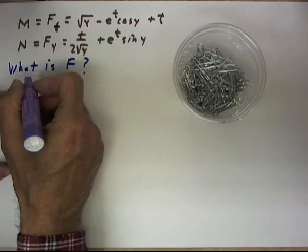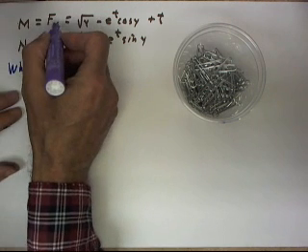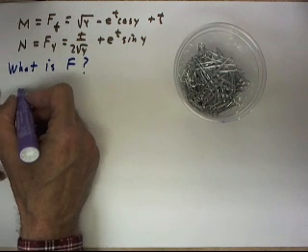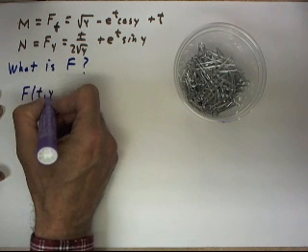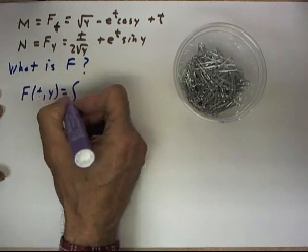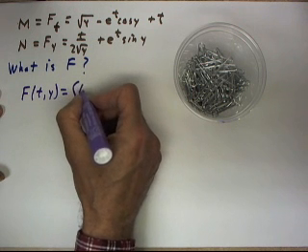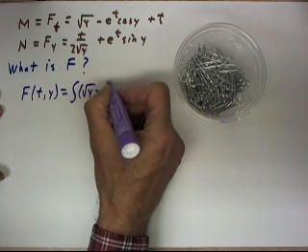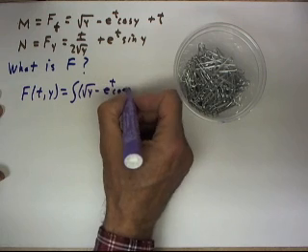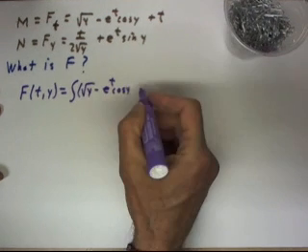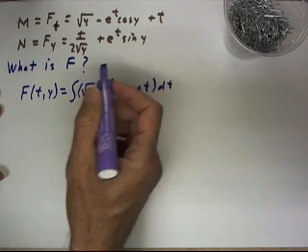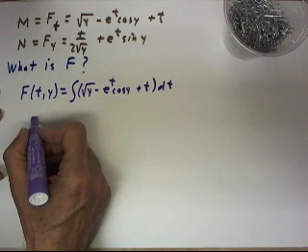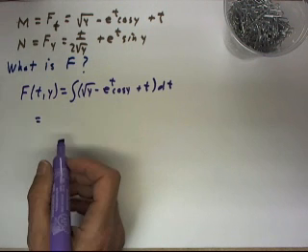Well, if the derivative of f with respect to t is this, then one thing f is equal to, and f is a function of t and y, is the integral of square root of y minus e to the t cosine y plus t with respect to t. Now, we can integrate that.